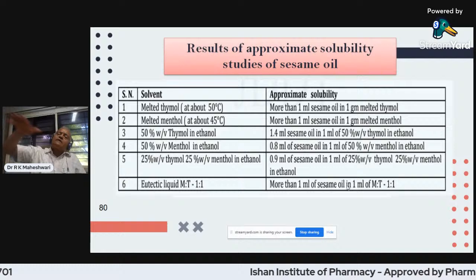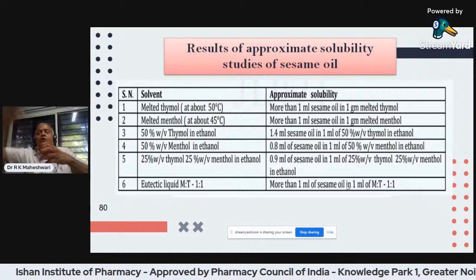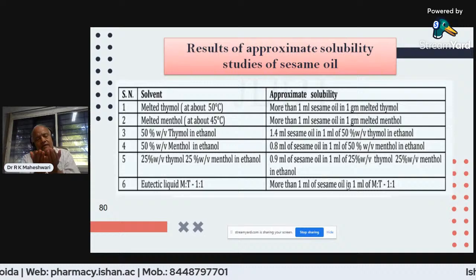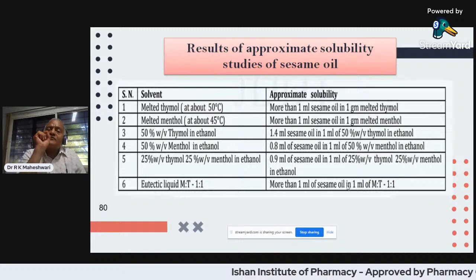70 degrees centigrade. So there was removal of thymol, and within 1 hour nearly all thymol was removed. Of course, some traces were there. Then the remaining was sesame oil. So this is an example that you can employ a solid for extraction. Similarly, melted thymol extraction was done.